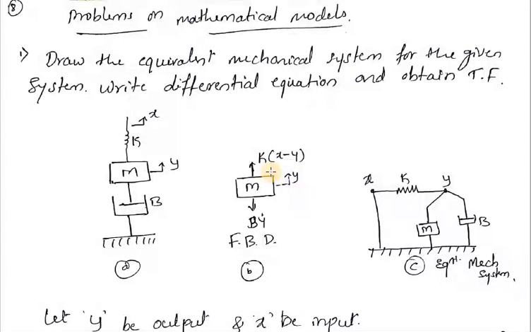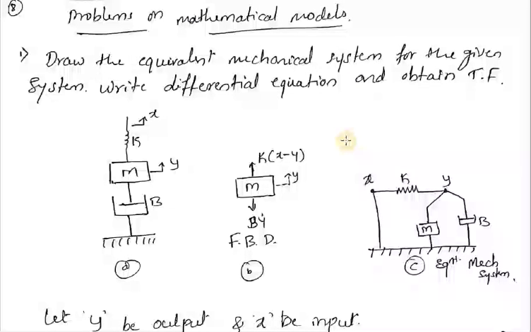So after drawing this free body diagram, the next step is you need to draw the equivalent mechanical system. As we have listed 5 steps, the very first step is to identify the number of displacements. In this given problem there are 2 displacements, that is x and y. So first you need to mark those 2 displacements, x and y.